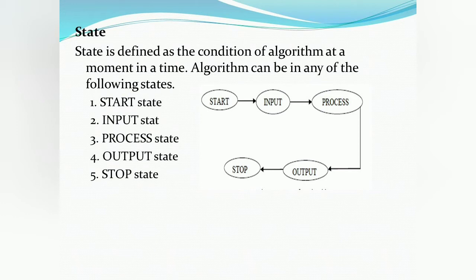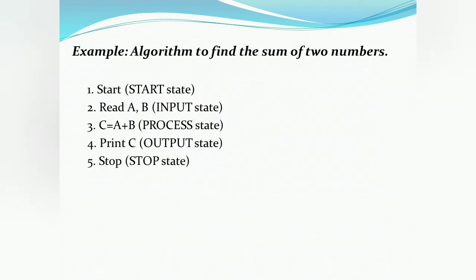The start state represents the starting of the program, and the input state represents the process of reading the input from the user. The third one, process state, it represents the process done in the program, for example, arithmetic operation, addition, subtraction, etc. In the output state, the output is displayed on the screen. The fifth state, stop state, it represents the ending of the program. In this algorithm, different statements are used in different states.